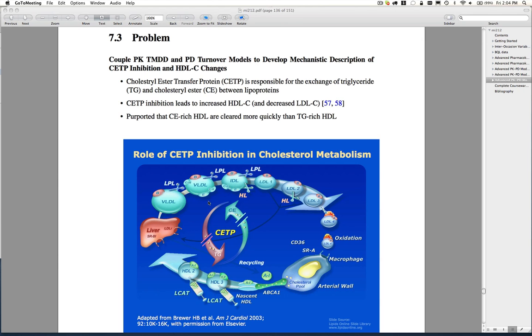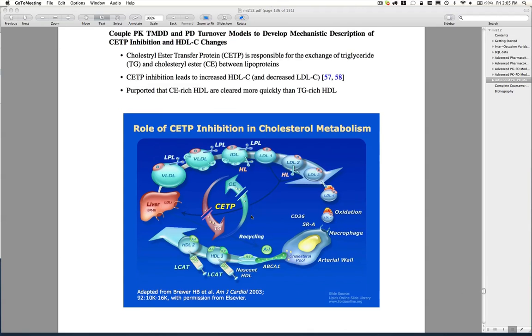And so, in fact, what happens is that these triglyceride-rich HDLs are cleared more quickly. And so by blocking the formation of these HDL2s from 3s, we end up elevating the entire pool of HDL cholesterols. And then the reverse happens in the case of LDLs, and that's why with CETP inhibition, you get a lowering of LDL cholesterol in total.